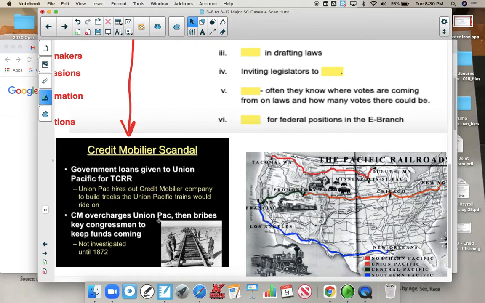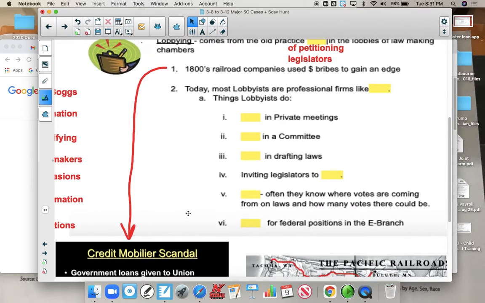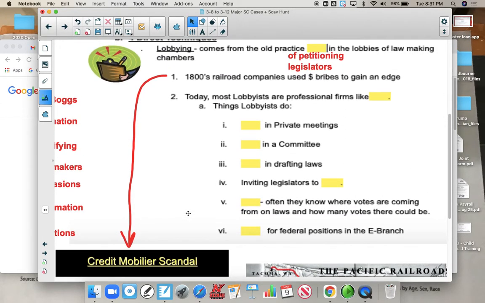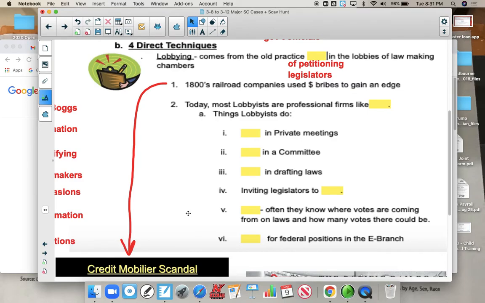And what happened is Credit Mobilier overcharged, and they started to influence politicians a little bit. They used apparently $9 million in bribes to influence politicians in things like stock offerings. And it wasn't investigated for some years after, in 1872. So that's just one example of how interest groups can lobby and be very, very powerful.